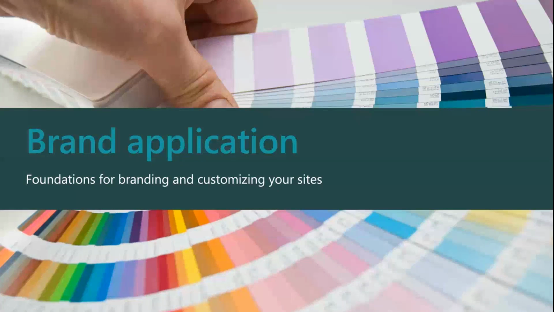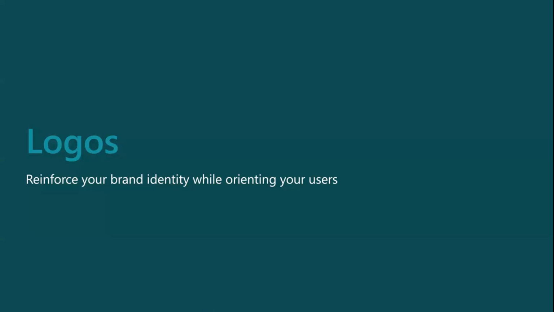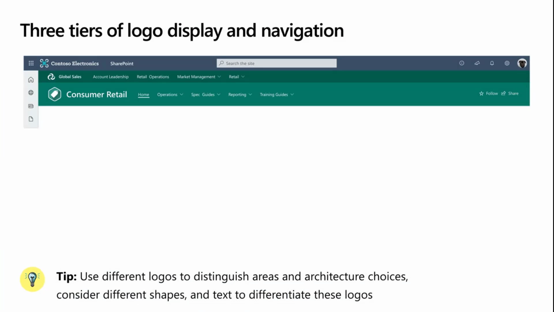So first, we're going to jump into the brand. So talking about these foundational elements that allow you to brand or customize your sites to really apply that theming and that logo and that identity of your organization to your SharePoint sites. So as we jump into that, like we said, the first thing we're going to talk about is logos. These are the way that you really orient users, give them that identity, and jump into it.